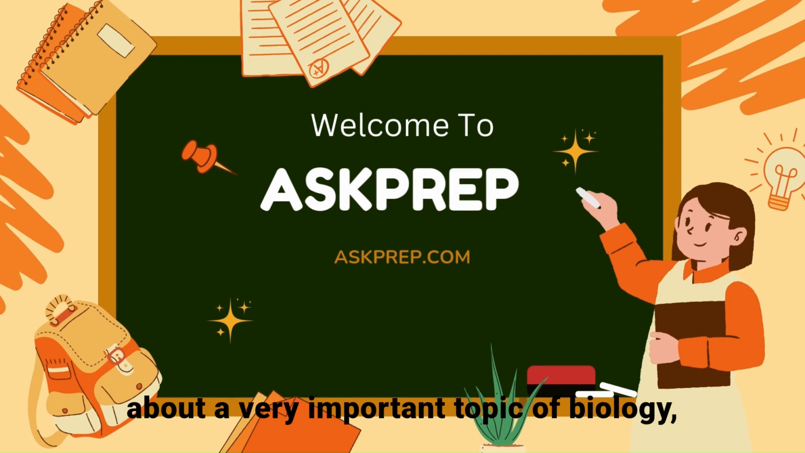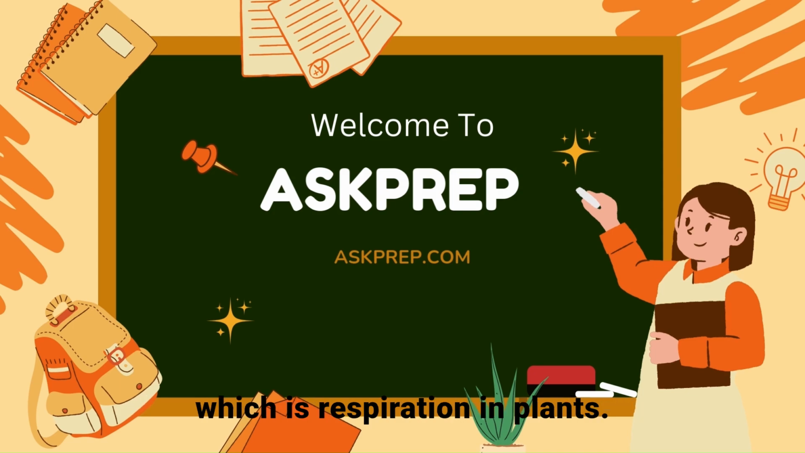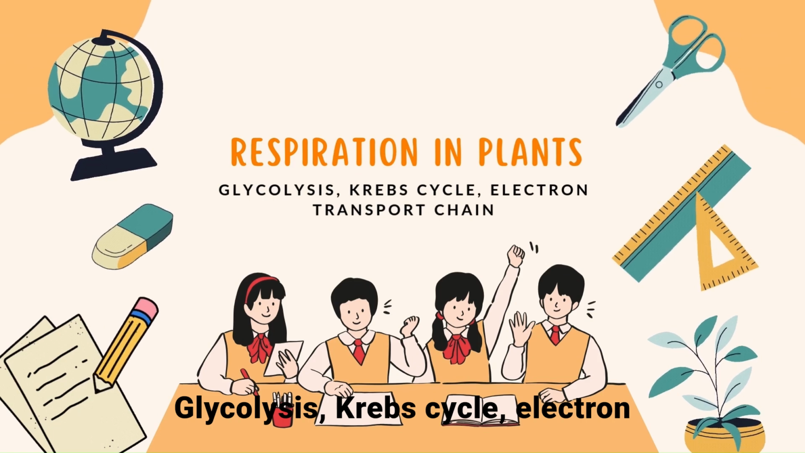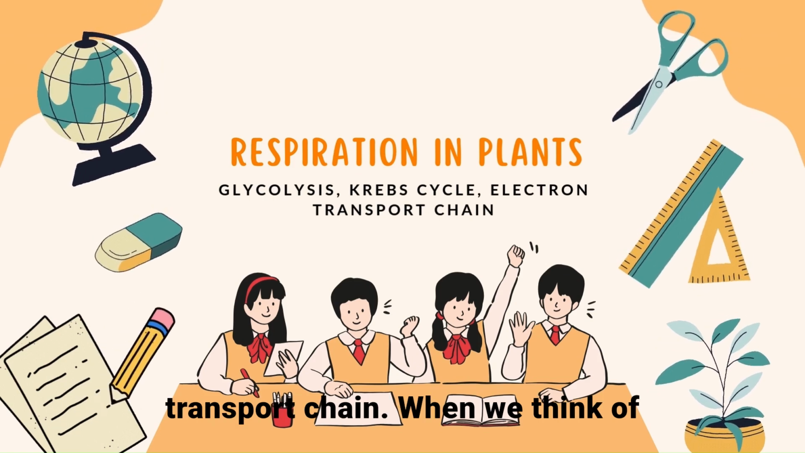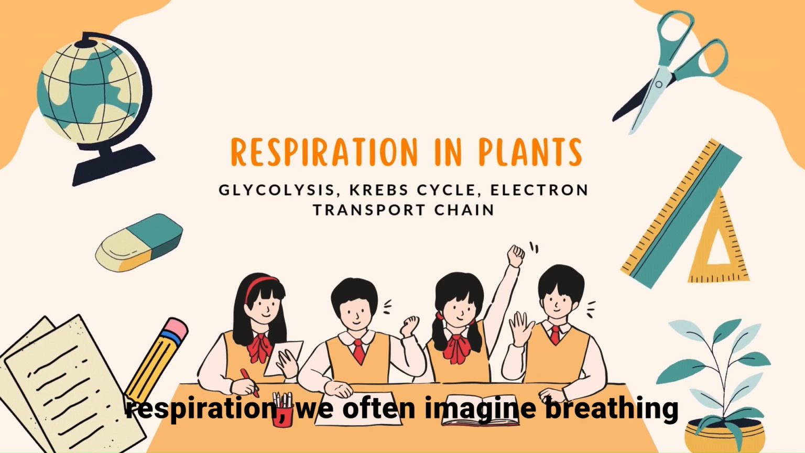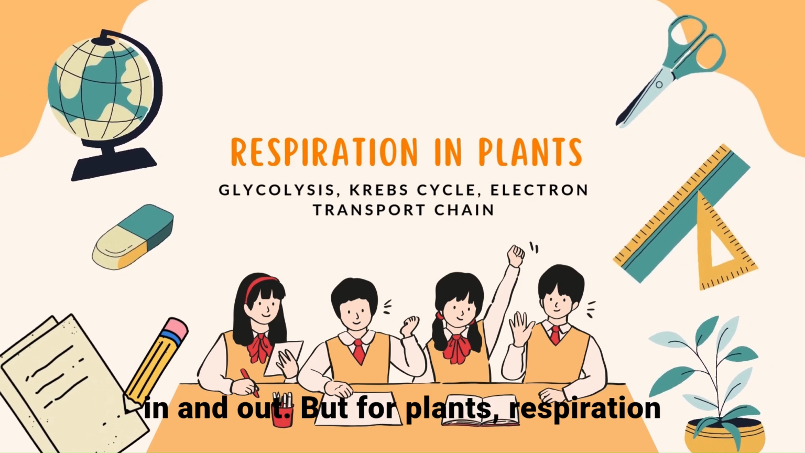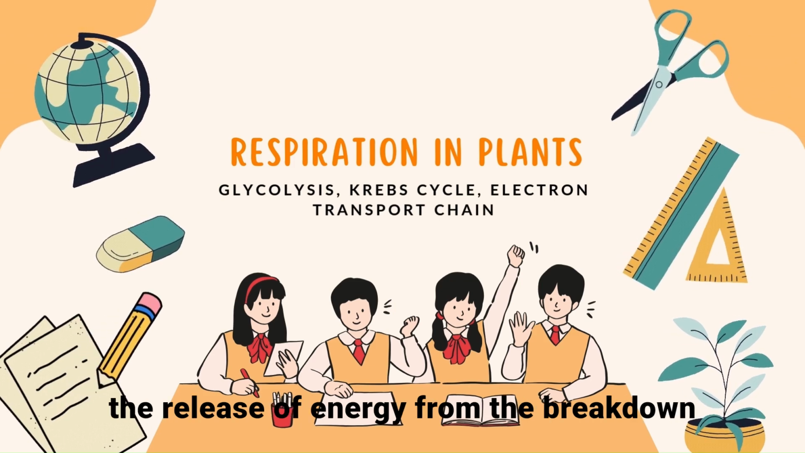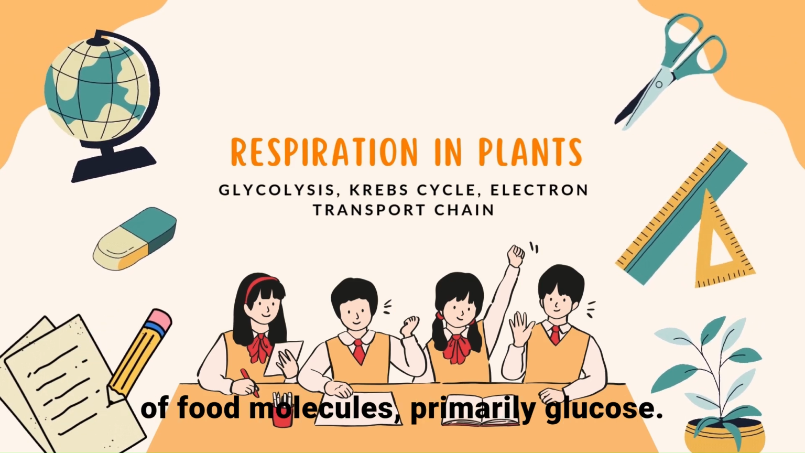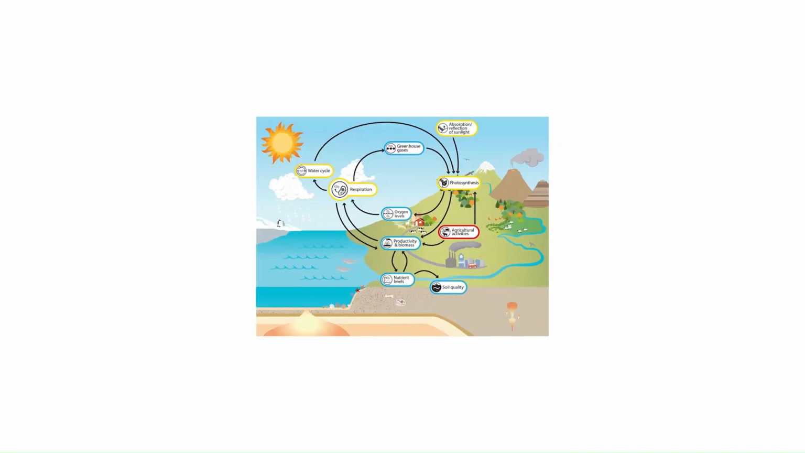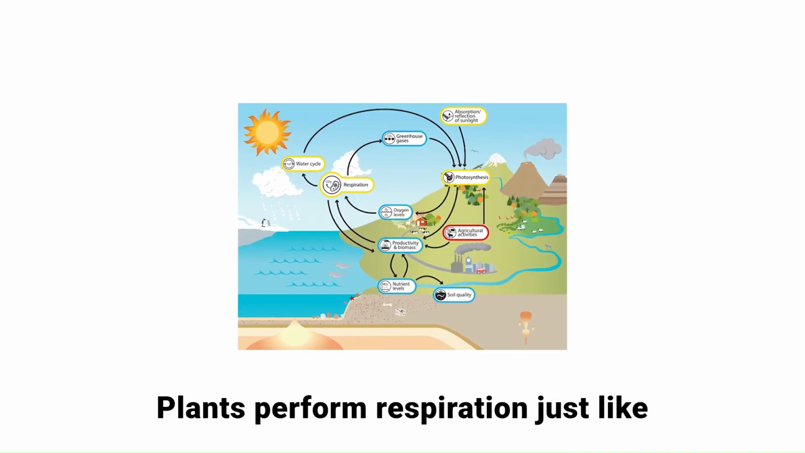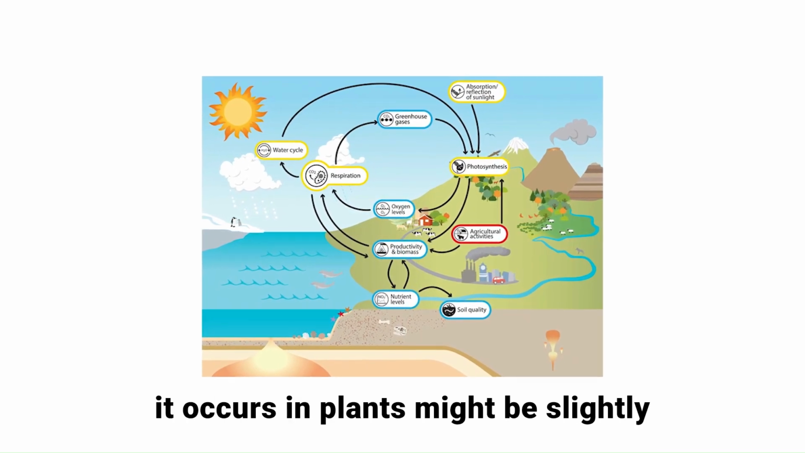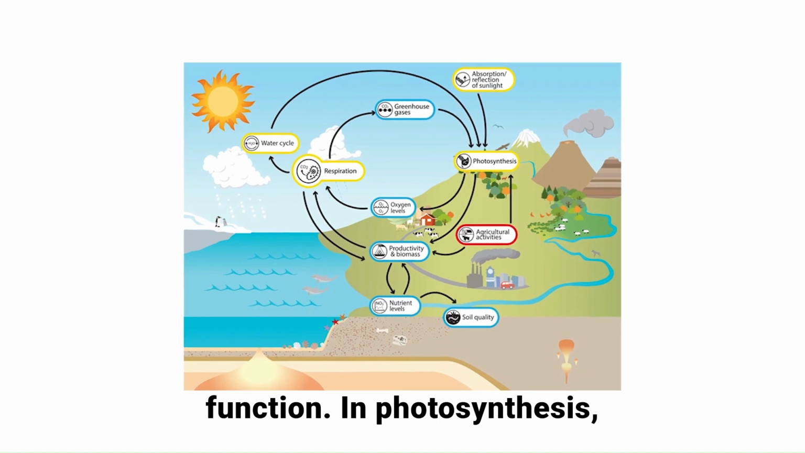Today we will study a very important topic of biology, which is respiration in plants: glycolysis, the Krebs cycle, and the electron transport chain. When we think of respiration, we often imagine breathing in and out, but for plants, respiration means something much deeper. It refers to the release of energy from the breakdown of food molecules, primarily glucose. Plants perform respiration just like animals do, although the details of how it occurs in plants might be slightly different in terms of context and function.